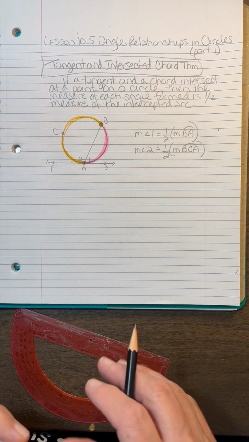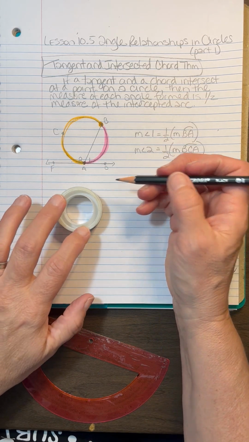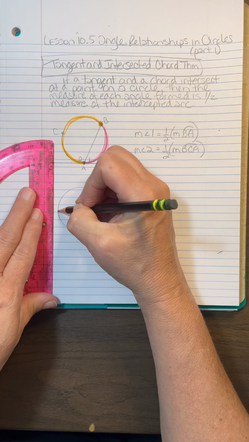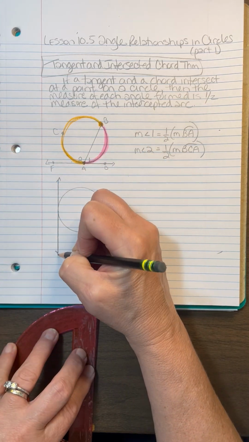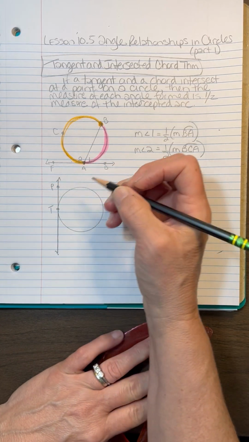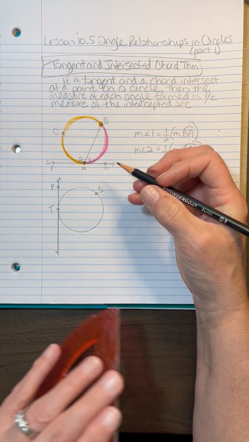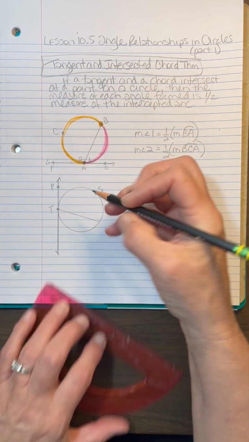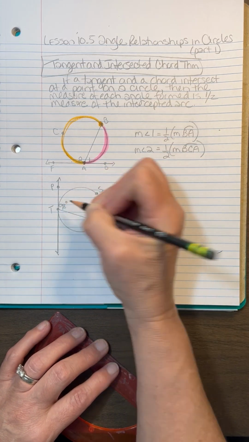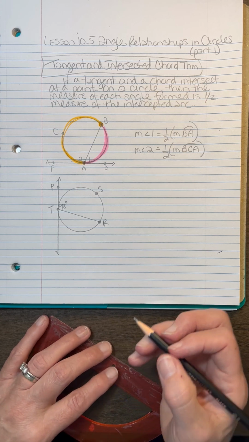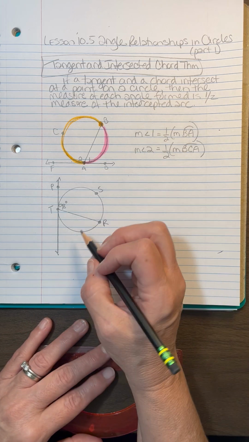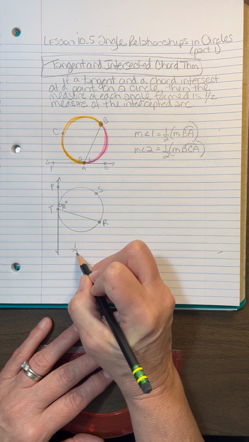Okay, let's try it with some numbers because it usually makes more sense when we look at it like that. So we have a tangent and point P, point T, point S, and then we also have a chord, point R. Okay, this is going to be 98 degrees, and we want to know the measure of arc TSR. So we're going to plug in what we know. We know 1/2.